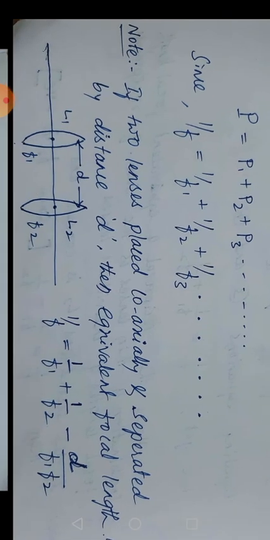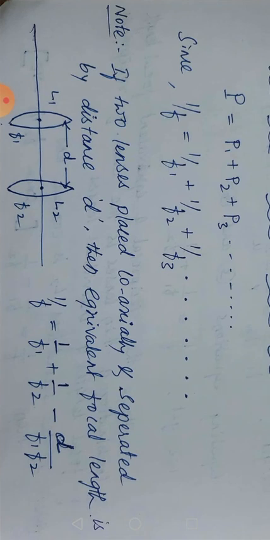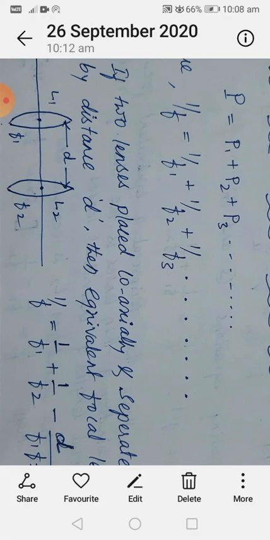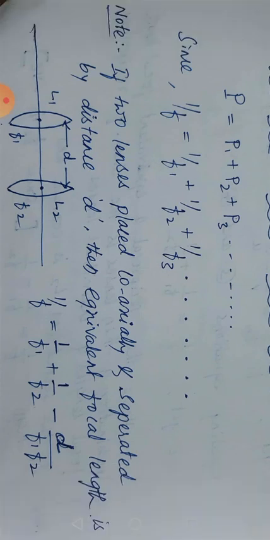Note, if two lenses are placed coaxially and separated by a distance d. Observe this particular diagram. L1 and L2 are the two lenses having focal lengths f1 and f2. They are separated by a distance d. Then the equivalent focal length is given by 1 by f equals 1 by f1 plus 1 by f2 minus d divided by f1 f2.